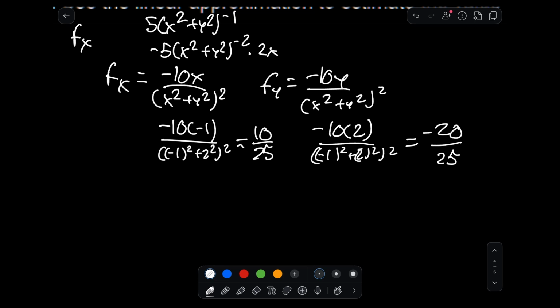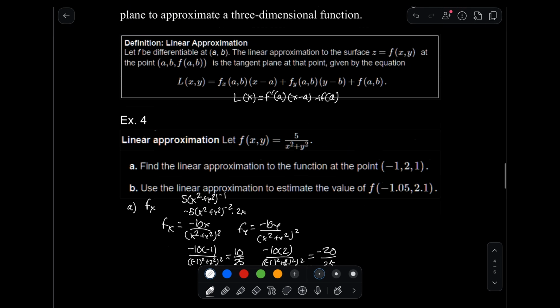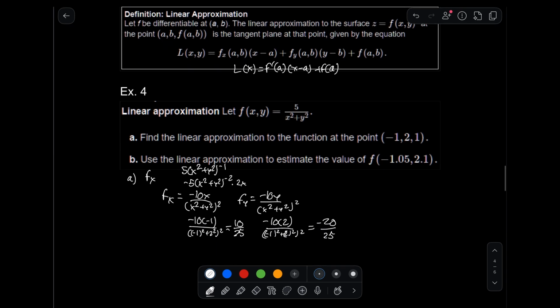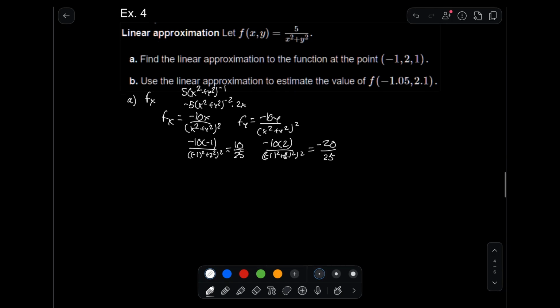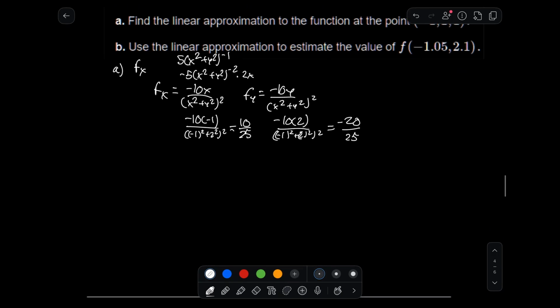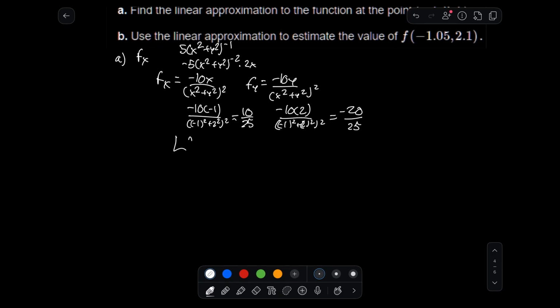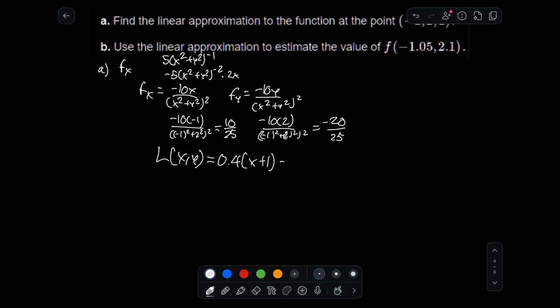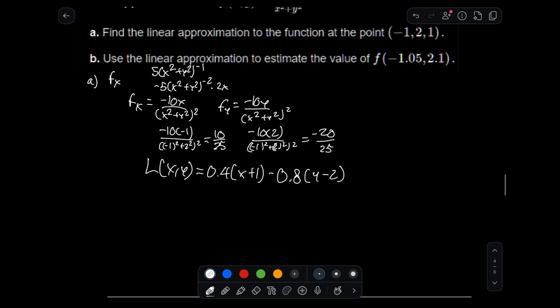And now we get our f sub x, f sub y. So we have that for our equation. And then we have our value for f of a comma b. And then we can rewrite our approximation as this. So this is going to be 0.4, just to save us some time, times (x plus 1), minus 0.8, that's because 20 over 25, times (y minus 2), plus 1. So that's part A done.